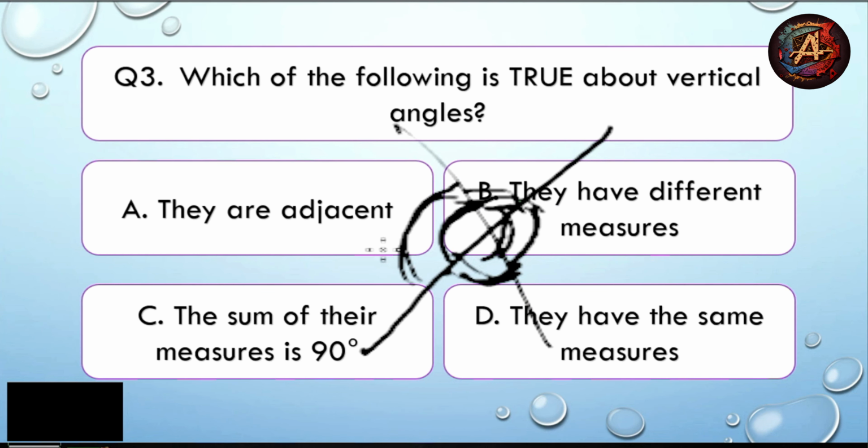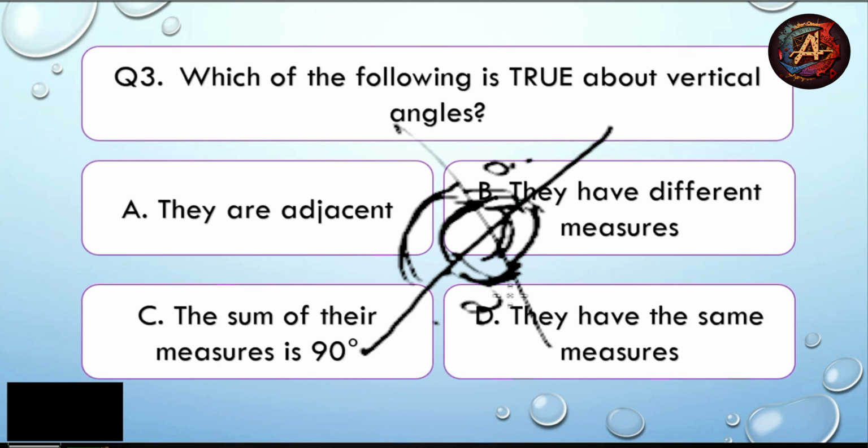Of course, if we say that they are adjacent, it means they share a common side. However, if we consider that the vertical angles are this one and this one, they do not share any sides at all. So letter A is wrong. And if we say they have different measurements, that is wrong because if they are back to back, they will always be equal with each other.